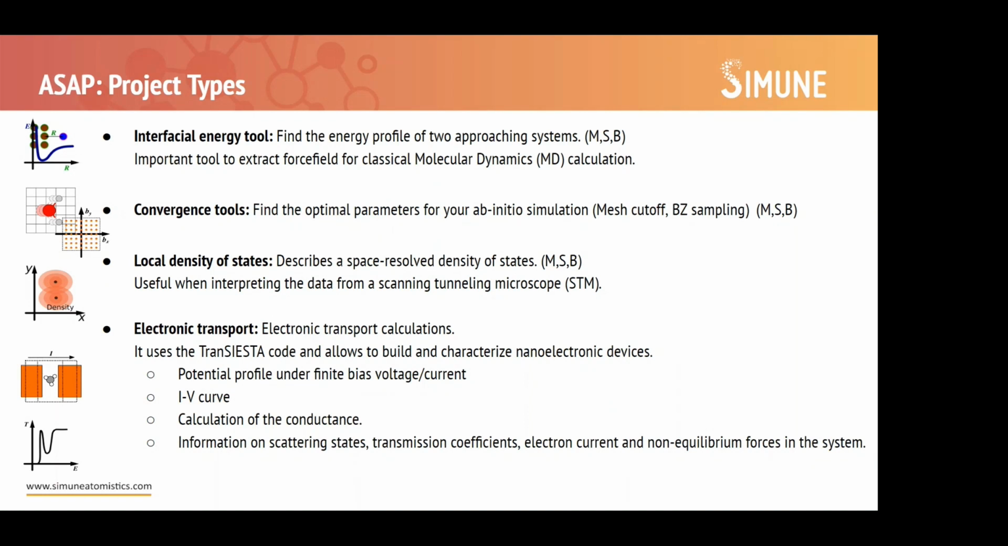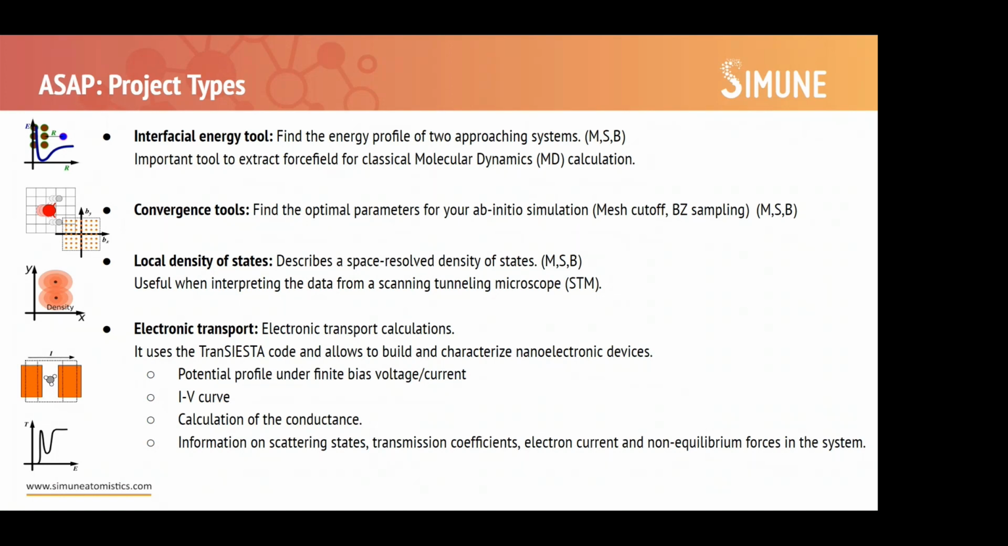Right, the next two projects, the convergence tools, are merged together. You see both of them. Essentially, for any ab initio calculations, the optimal set of parameters should be converged with regards to the energy. Normally in DFT codes, this can be done manually or with scripts. In ASAP, this is done in an automated way with a workflow. These two projects allow finding the optimal mesh cutoff and Brillouin zone sampling with this tool.